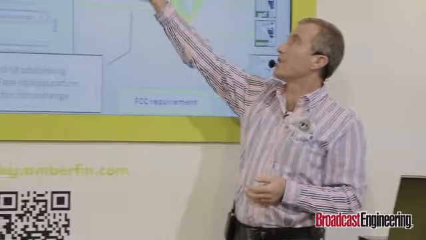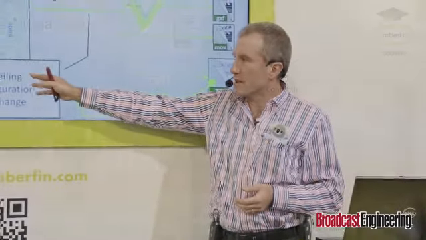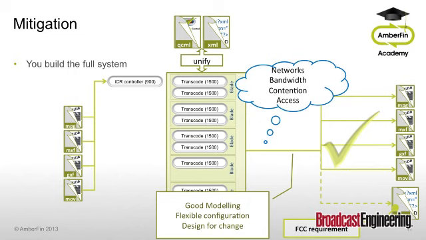So let's start with networks, bandwidth, contention, and access. How do you mitigate against those risks? How do you make certain that although you know they're going to take place, they're not going to impact upon your business? Well, one of the things to do is to really understand how your system works, to model your system so that you can start to troubleshoot when things go wrong.